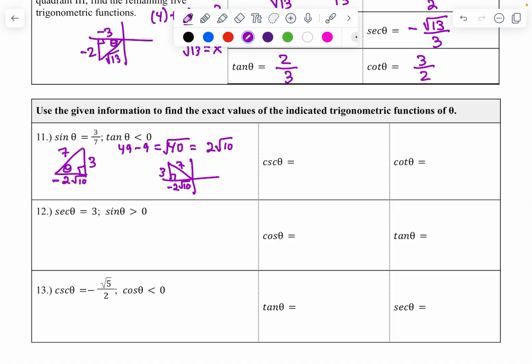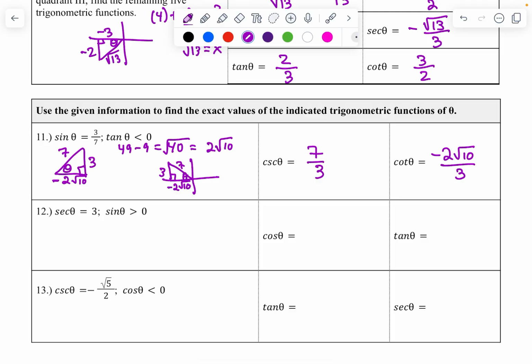All right, so the cosecant of theta is the reciprocal of the sine, so that'd be 7/3. And the cotangent here would be adjacent over the opposite side, so -2 times the square root of 10 over 3, since again, here's theta.